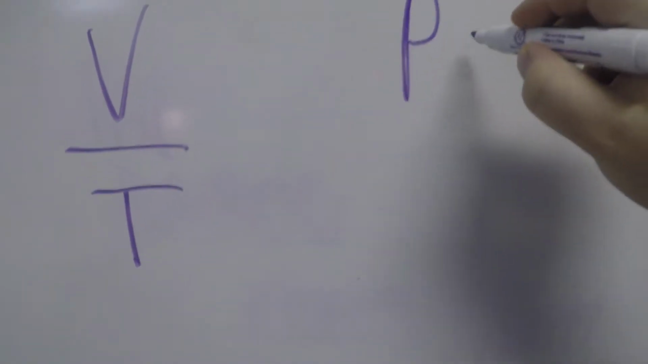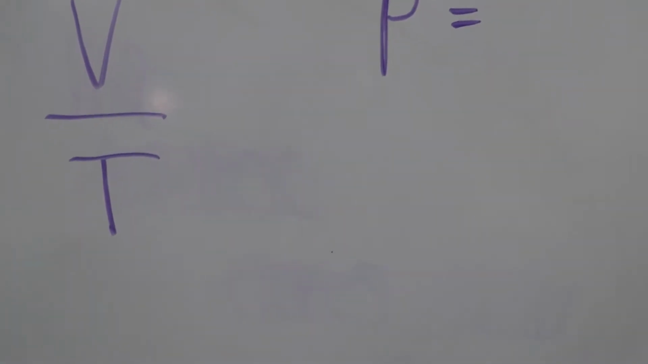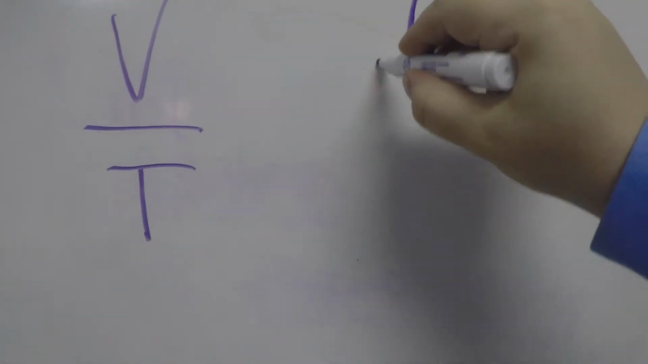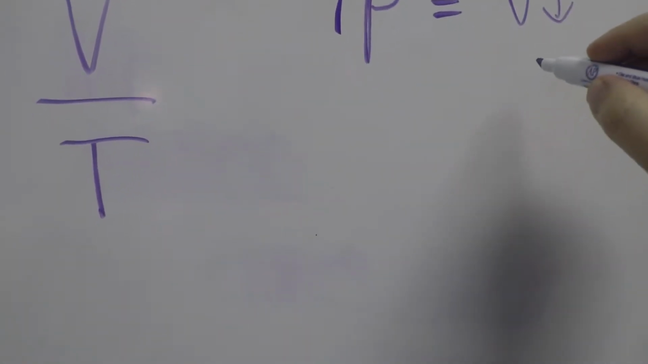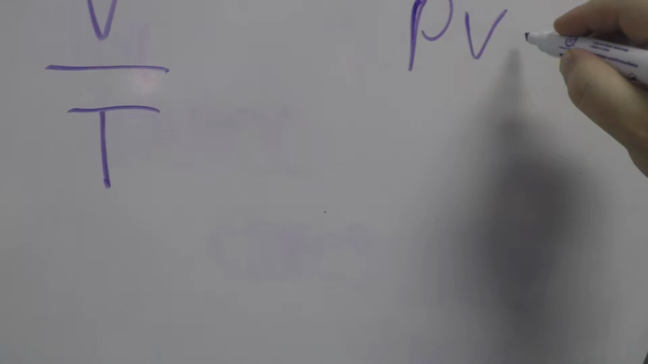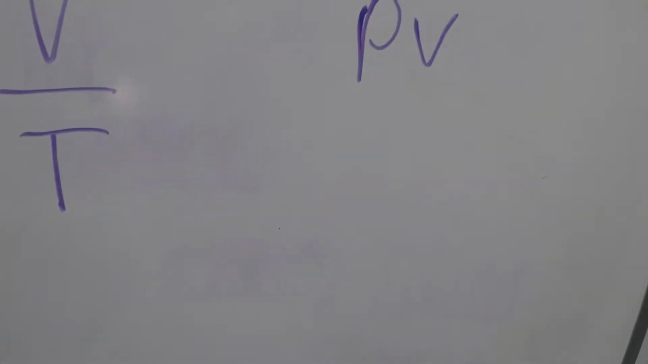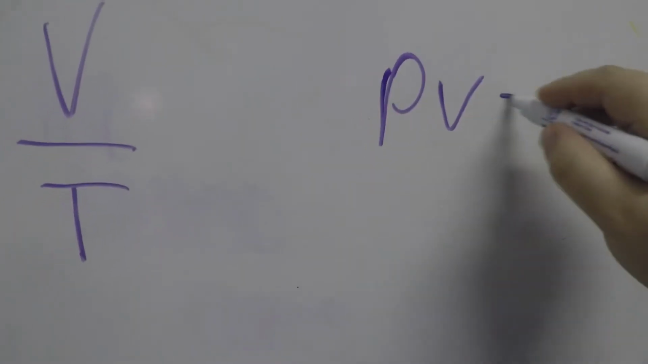We could write that as P, when pressure goes up, volume goes down. And we could do some very fancy math to make this work out. But basically, when you do the math on this, we always get that pressure and volume are directly proportional. So pressure and volume are directly proportional.